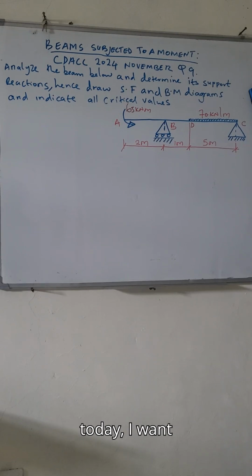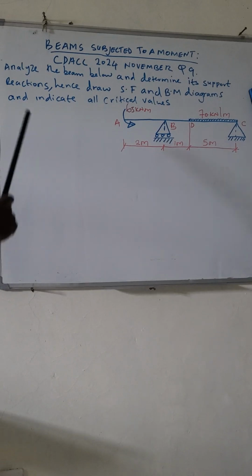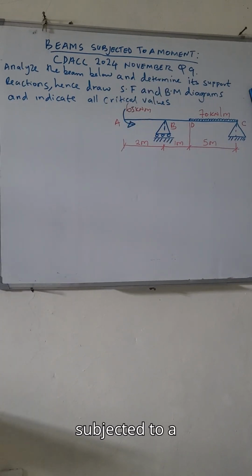So today I want to talk about beams subjected to a couple moments. Guys, sometimes a beam is subjected to a clockwise moment or anti-clockwise moment or a couple at a section. In such a case, the magnitude of the moment is considered while calculating the reaction.